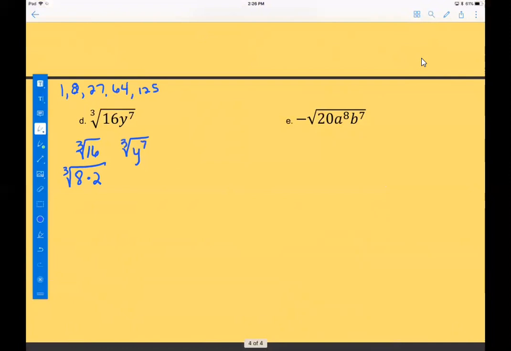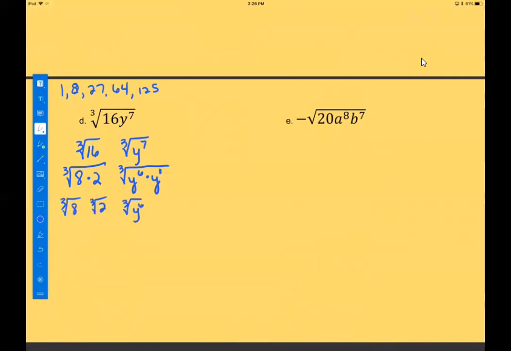Now 3 will not go evenly into 7, so we're going to split this into y^6 times y to the first, because I want to split this into y^6, the closest multiple of 3 without going over 7, and I want these to add to 7. So now we can split these up into individual radicals.